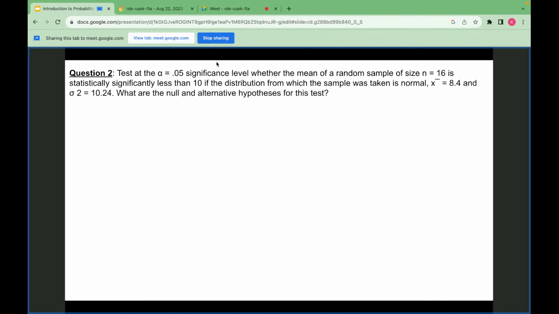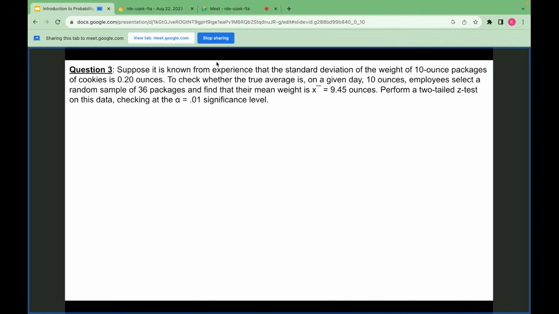So moving to the next question. Suppose it is known from experience that the standard deviation of the weight of 10-ounce packages of cookies is 0.2 ounce. To check whether the true average is 10 ounces on a given day, employees select a random sample of 36 packages and find that their mean weight is 9.45. Now we need to perform a two-tailed Z test on this data, checking at alpha equal to 0.01 significance level.